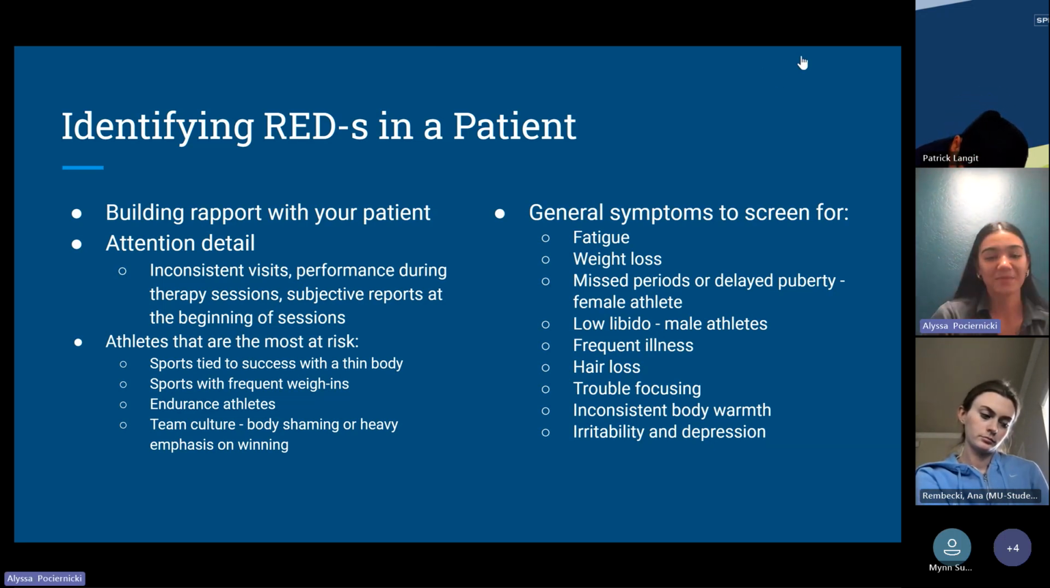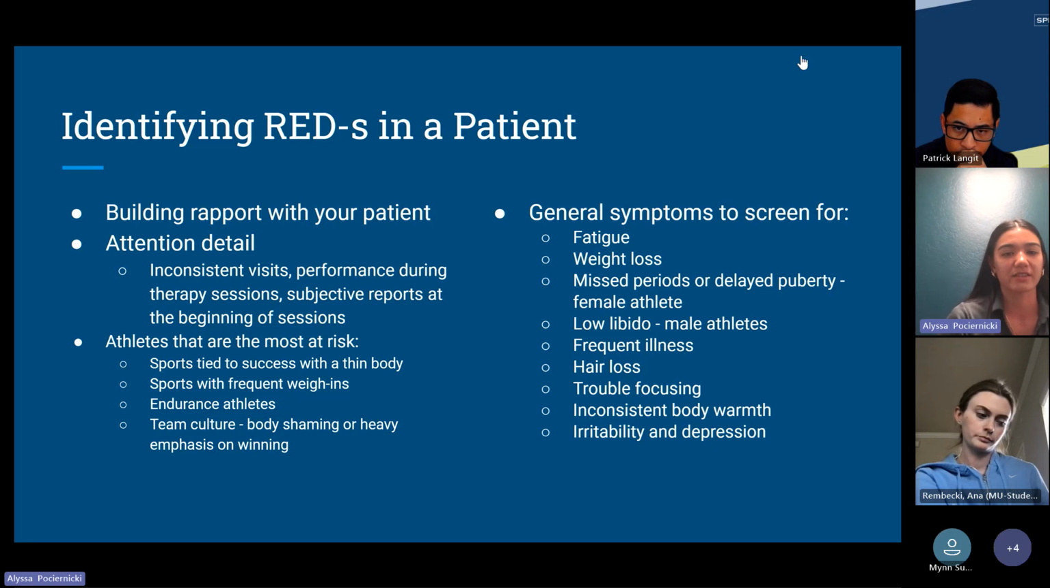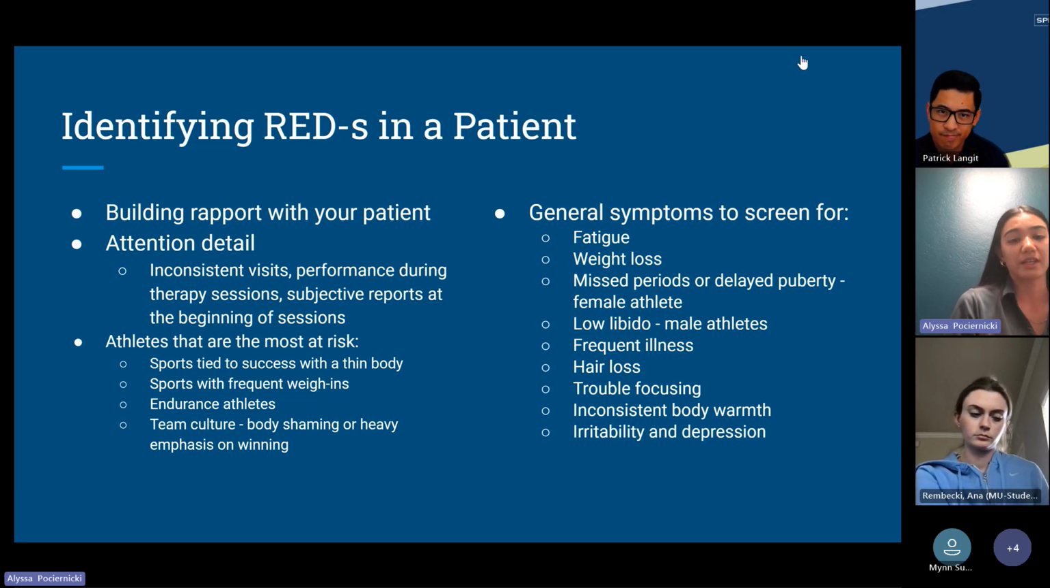Okay. Anyway, so yeah, inconsistent visits, performance during therapy sessions, and then subjective reports at the beginning of the session. There are a few athletes that are most at risk for relative energy deficiency: athletes who play sports that are tied to success with a thin body, sports with frequent weigh-ins, endurance athletes, and teams who have a big culture of body shaming or heavy emphasis on winning.